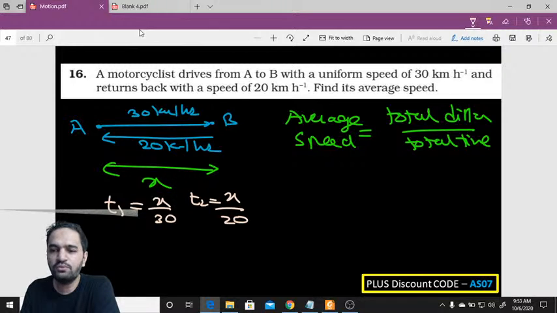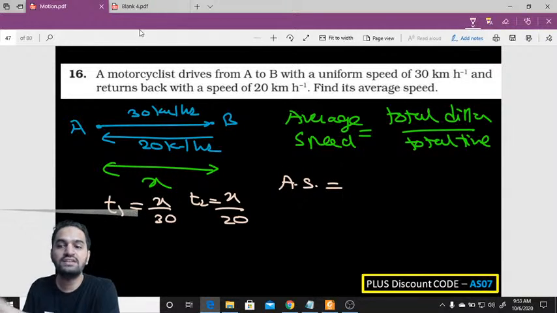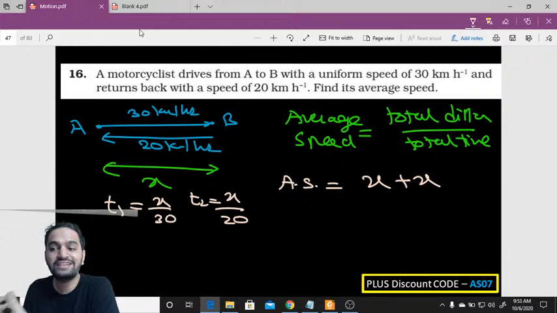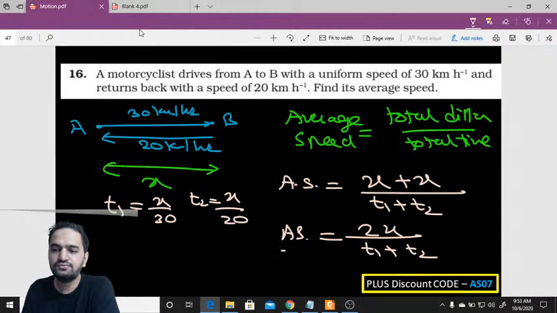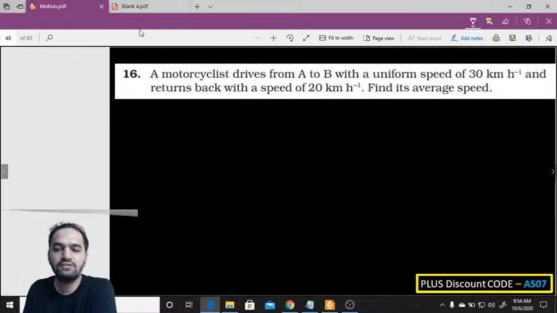Okay, so put it in the formula. Average speed is equal to total distance. So for the first case the distance traveled was x, and for the second case again the distance traveled was the same, x plus x. And what about total time? Total time is t1 plus t2. So the upper value would be 2x and the lower t1 plus t2. Put the values there for t1 and t2. Okay. Now we can calculate.